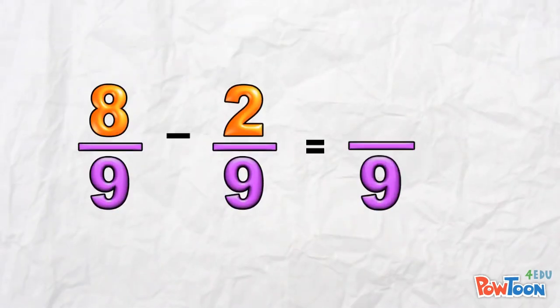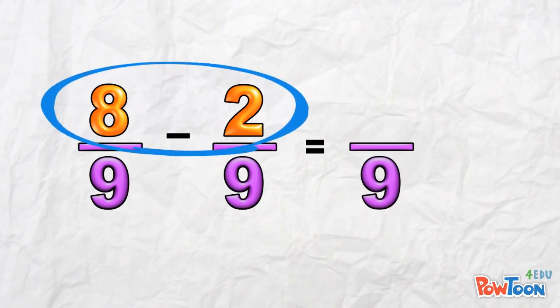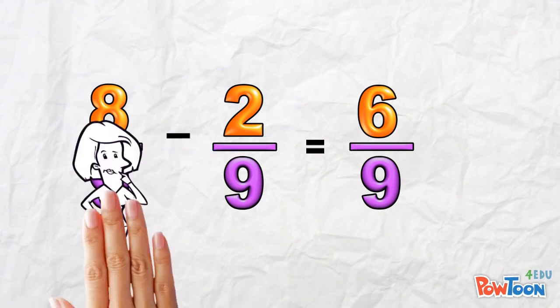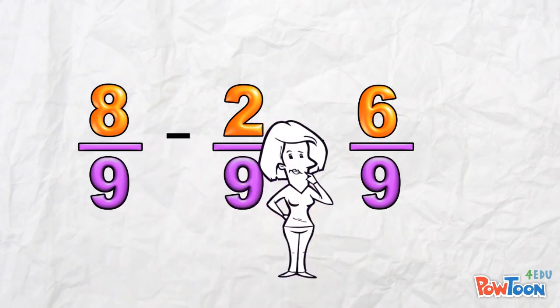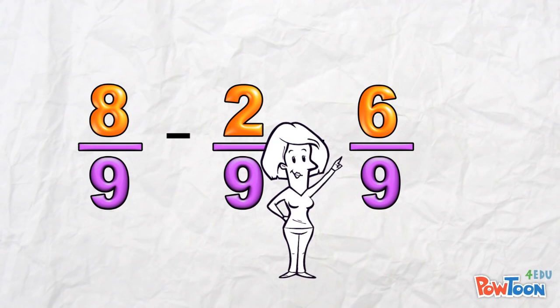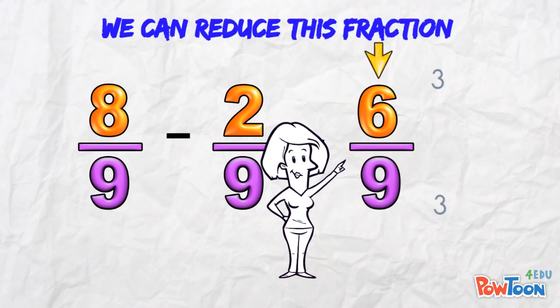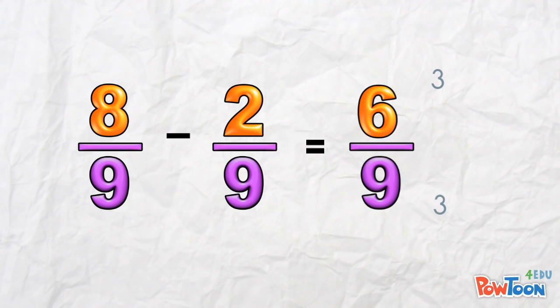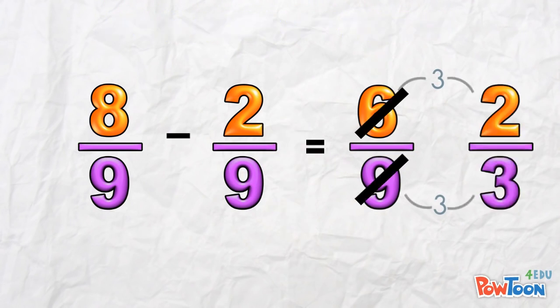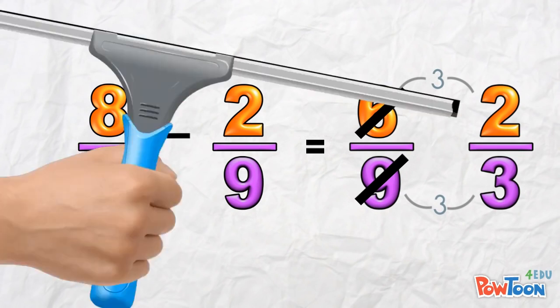The denominator stays, and with the numerator, 8 minus 2 is 6. 6/9. Notice anything? 6 and 9 are both in the 3 times table, so we can reduce this fraction. 6 over 9 reduces to 2 over 3, 2/3.